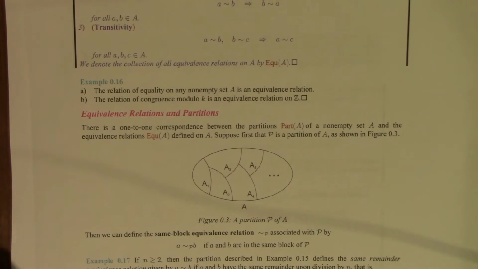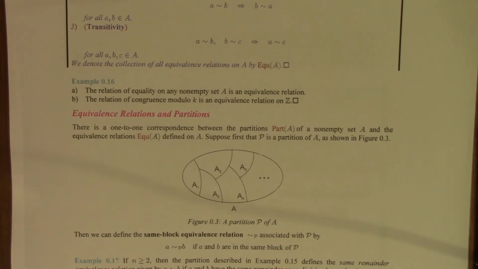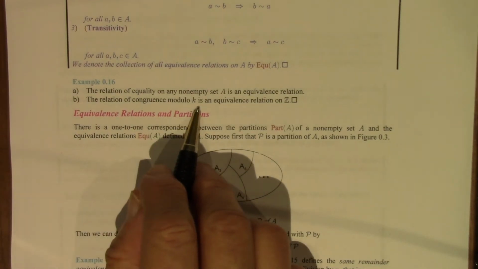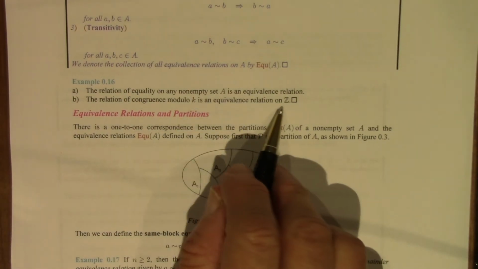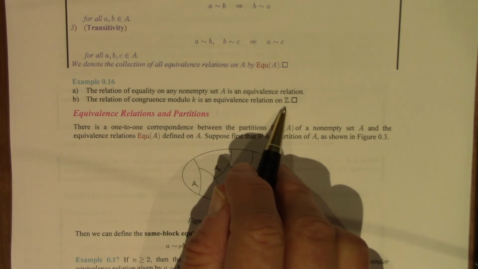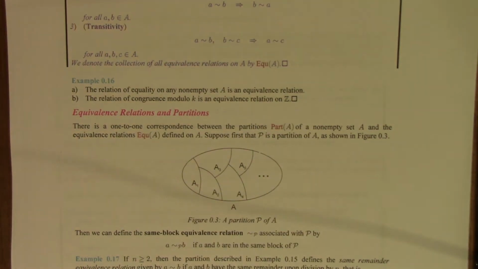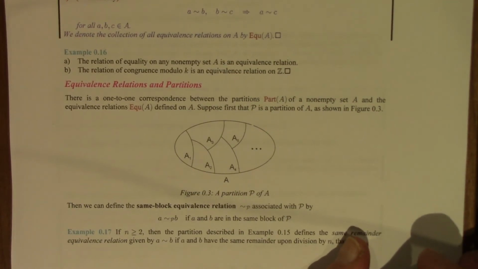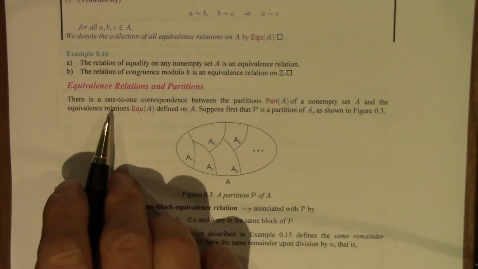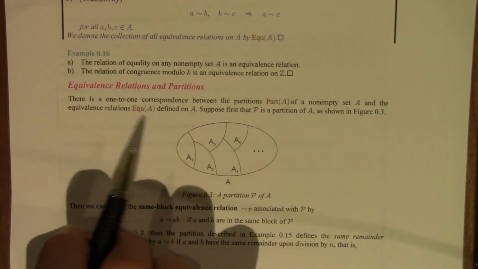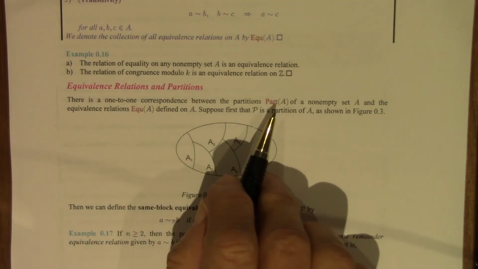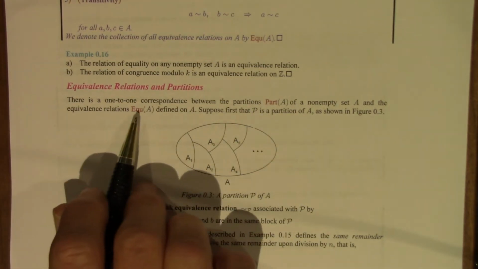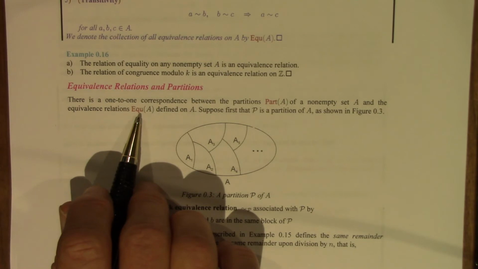Equality on a set is the prototype of all equivalence relations. Congruence mod k is also an equivalence relation on the integers. Now, as to the connection between partitions and equivalence relations, there is actually a one-to-one correspondence between the partitions of a non-empty set A and the equivalence relations on A.